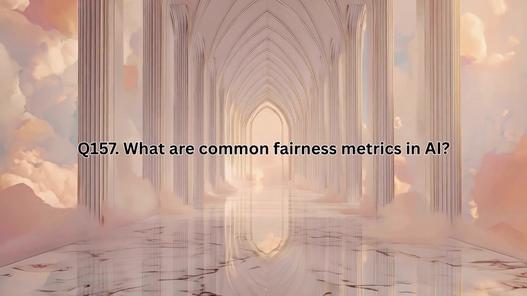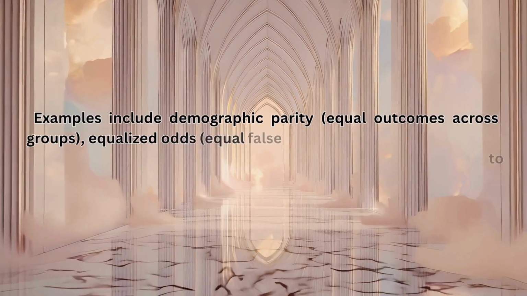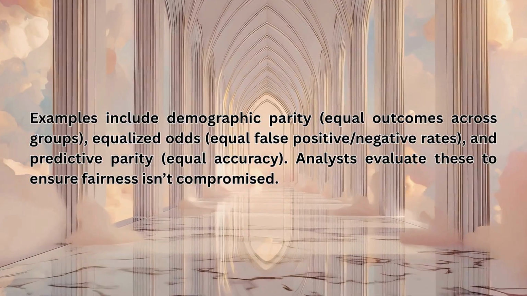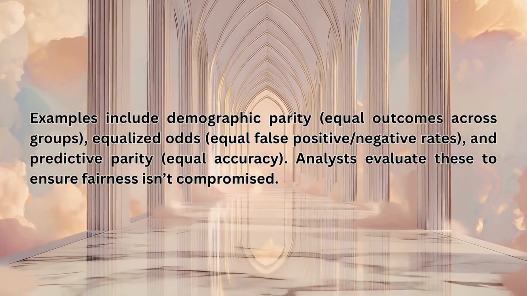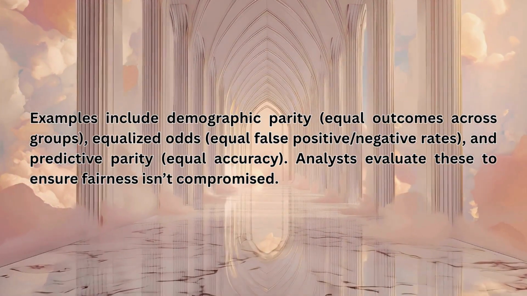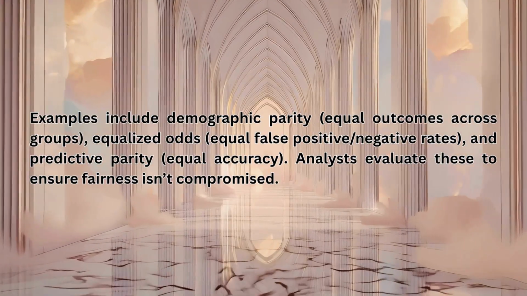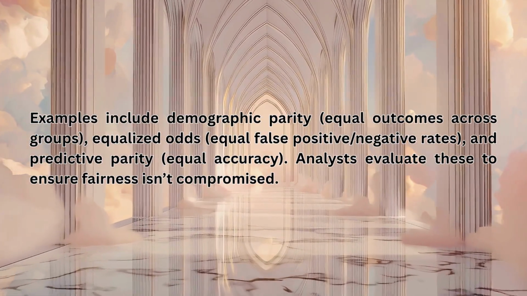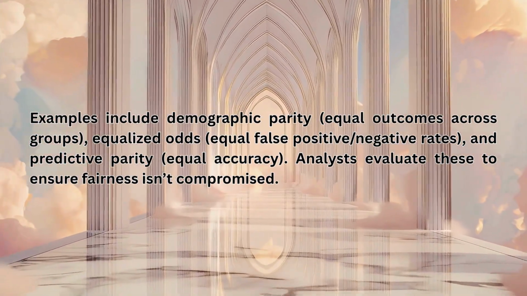What are common fairness metrics in AI? Examples include demographic parity, equal outcomes across groups, equalized odds, equal false positive or negative rates, and predictive parity, equal accuracy. Analysts evaluate these to ensure fairness isn't compromised.